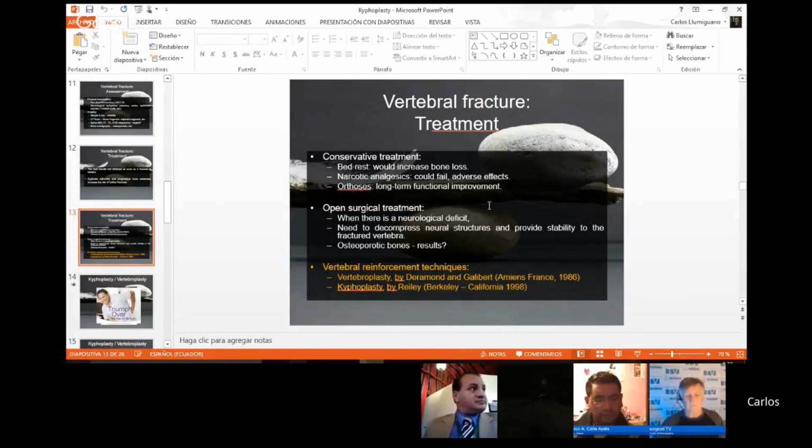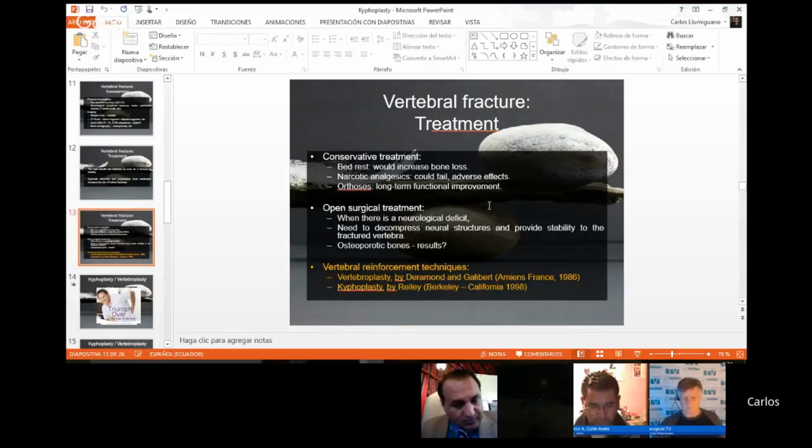Maybe the patient needs bed rest, but this would increase the bone loss. We can use different analgesics, but narcotic analgesics could fail. And what about the adverse effects of these drugs? Or we can use orthosis. They may give a long-term functional improvement. Or maybe we need to do a surgical treatment when there is a neurological deficit, if we need to decompress neural structures and provide stability to the fractured vertebra.